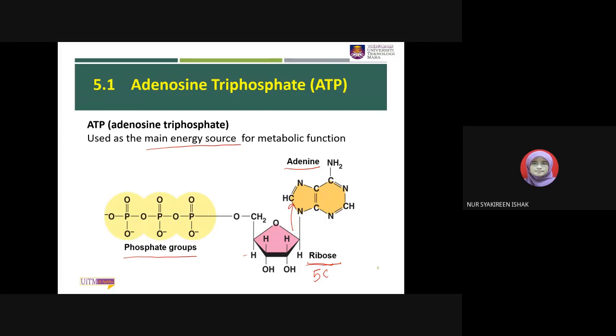If you look, the structure is similar to a nucleotide, except that a nucleotide only has one phosphate group attached to it. A nucleotide has four more bases: you have guanine, thymine, cytosine, and also uracil. For ATP, it only has adenine attached to it.